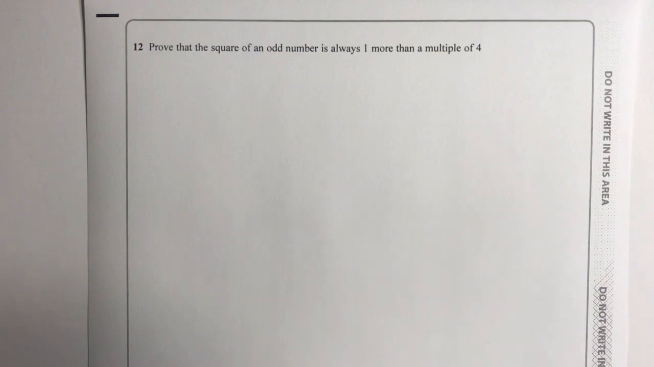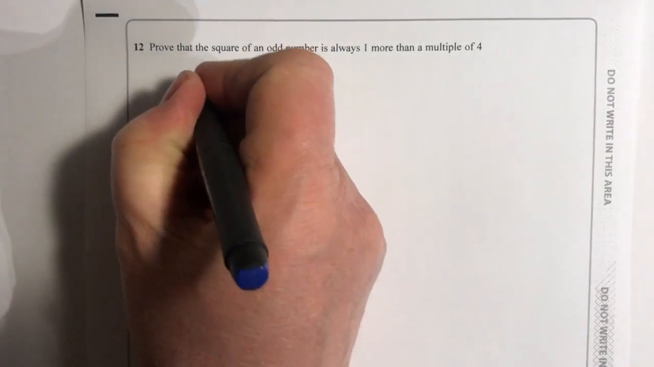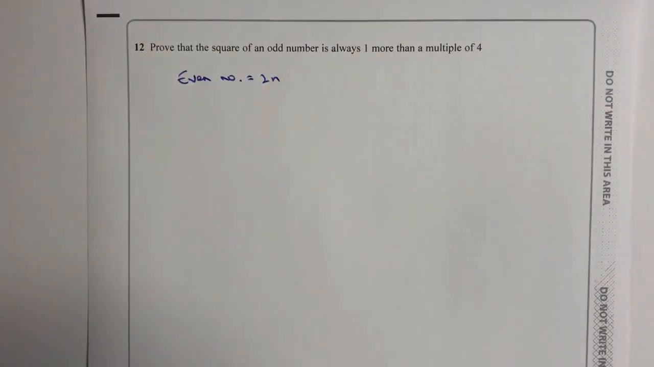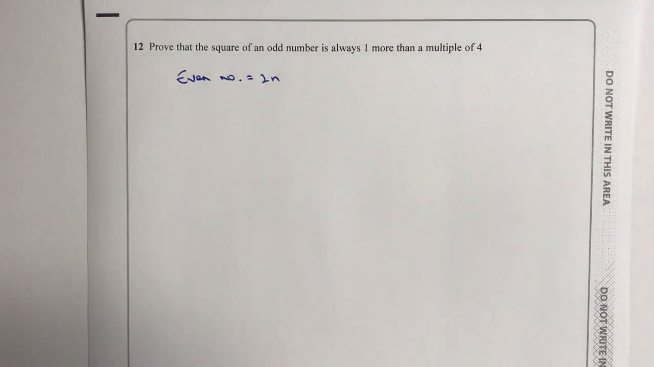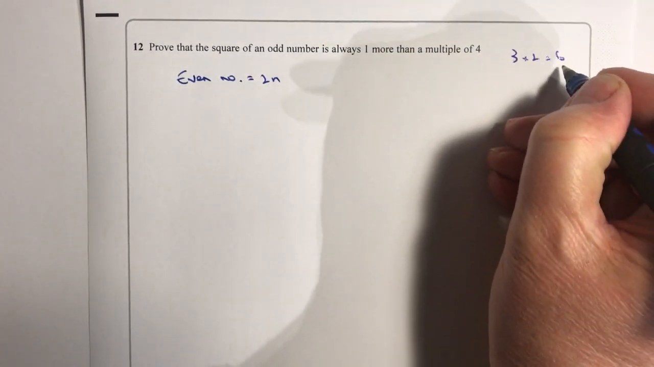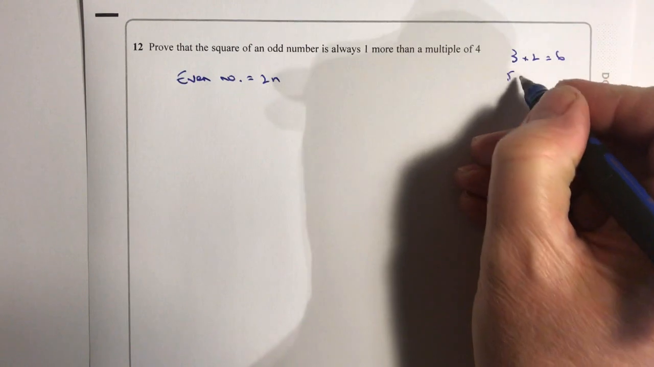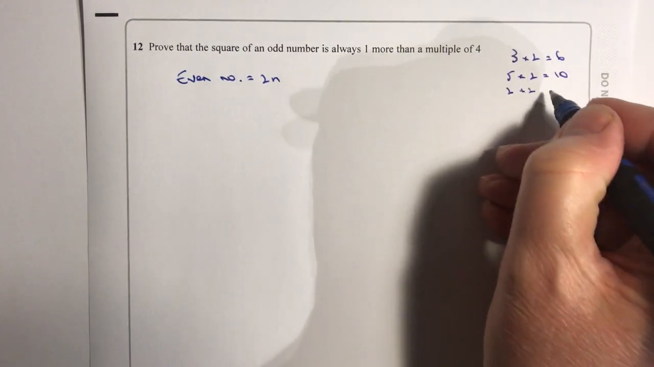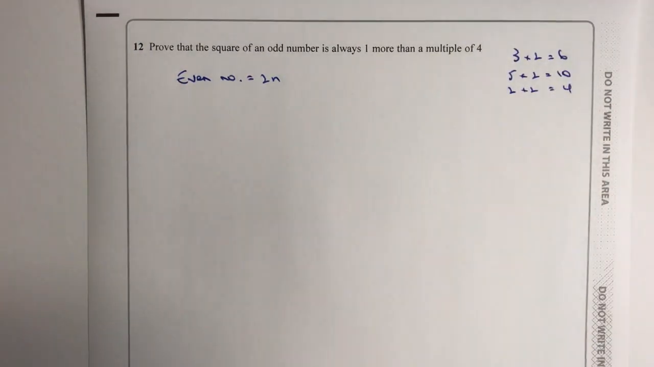What we say is that any number is n, and any even number is 2n. So what that means is that it doesn't matter what the number is, if I multiply it by 2, I'm always going to get an even number. So let's say I've got the number 3. If I multiply that by 2, I'm going to get 6, which is an even number. If I've got 5 times 2, it's going to be 10, also an even number. Or 2 times 2, which is going to be 4, so it's also an even number. So any even number is 2n.